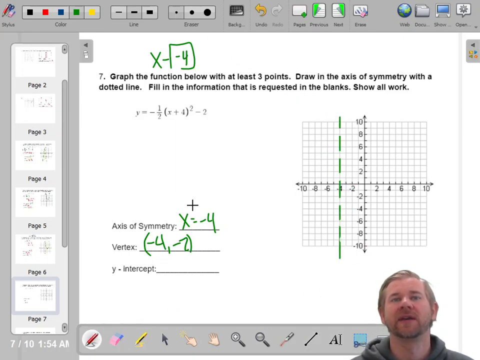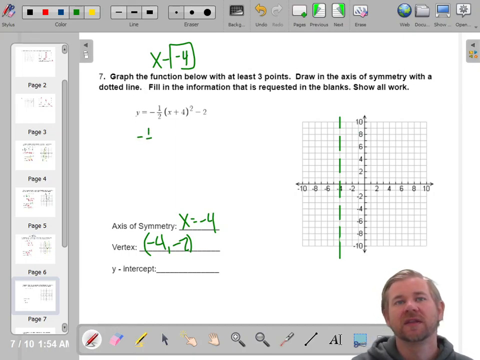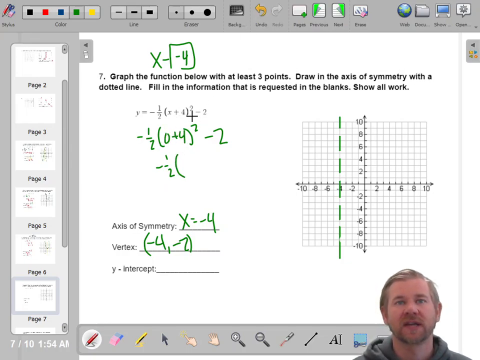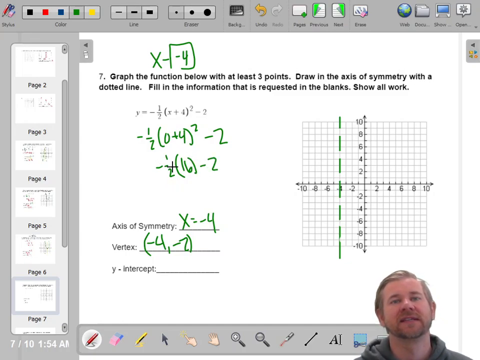And then again, to find the y-intercept, you just plug in 0. This one might be a little bit more annoying, but probably not too bad. So if you plug in 0, I'm going to say -1/2 times, this is 0 plus 4, 4 squared is 16. Half of 16 is 8. It's going to be -8 minus 2. So 0, comma, wasn't the other one -10? Oh, okay, never mind. This one's -10.